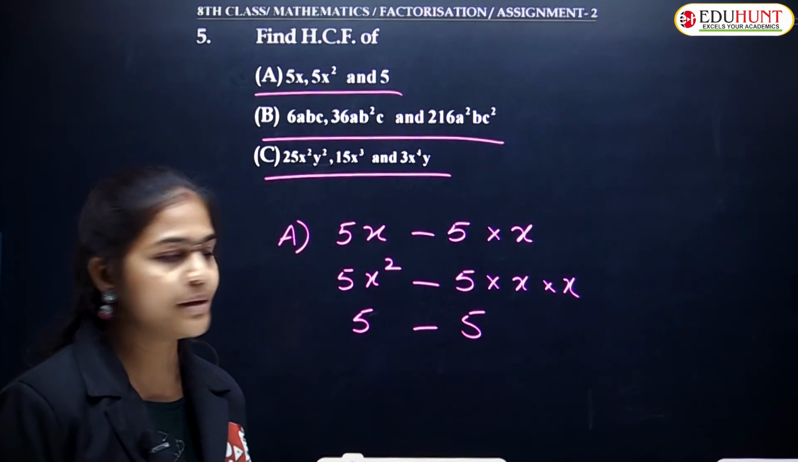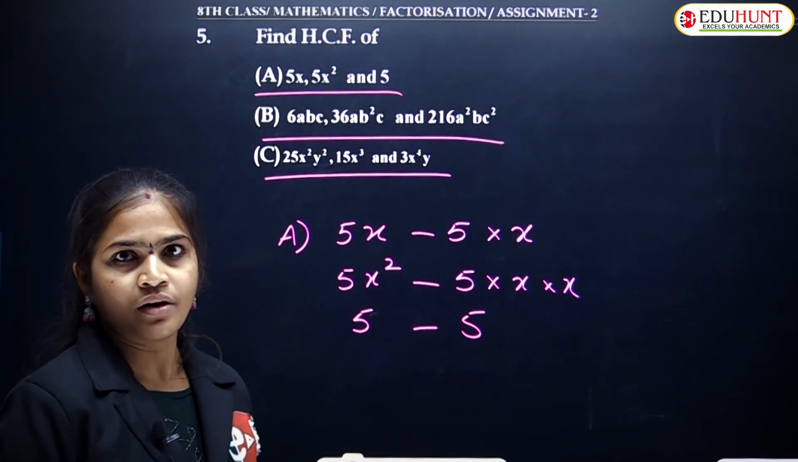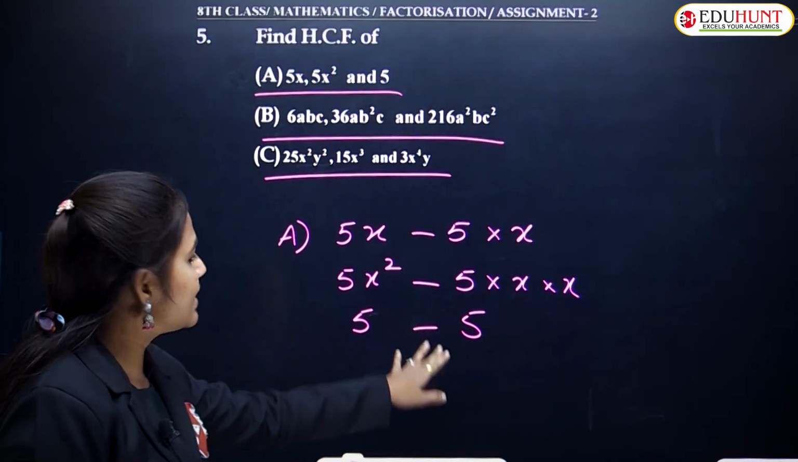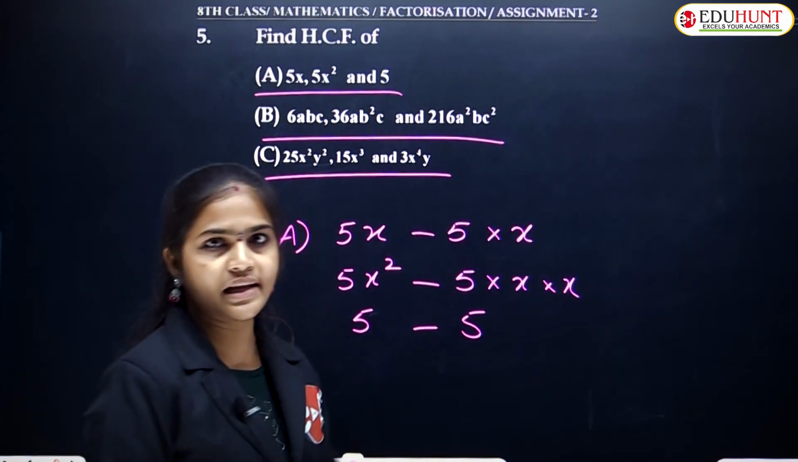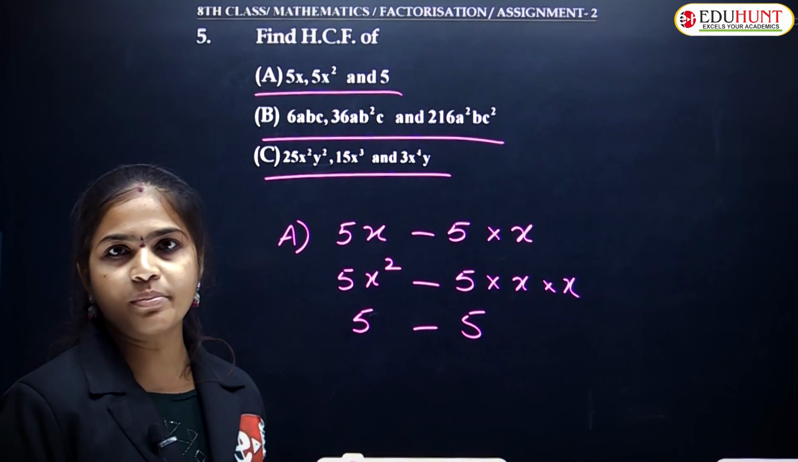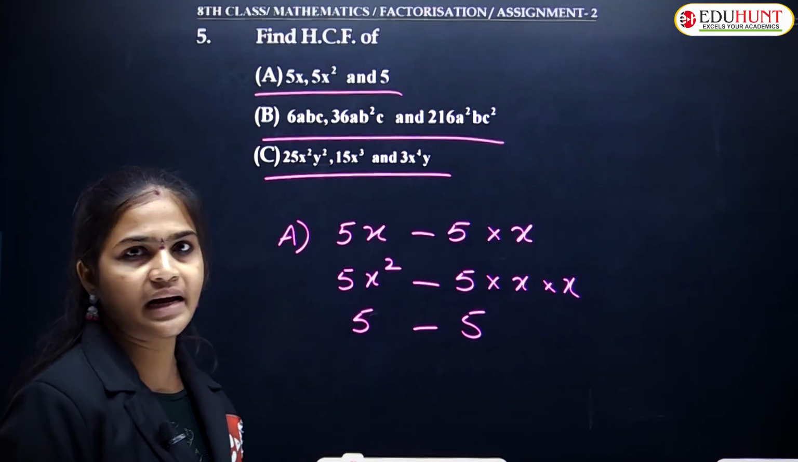1 is not a prime number, so we can just write it as 5, or else 5 into 1. Why is there no need to write the 1? Because 1 is a common factor of all numbers.